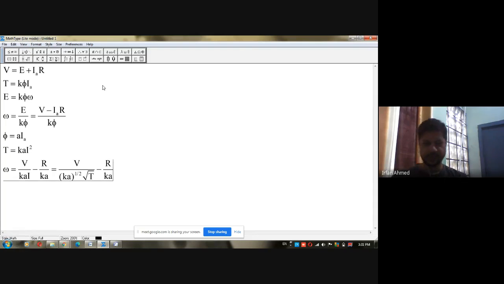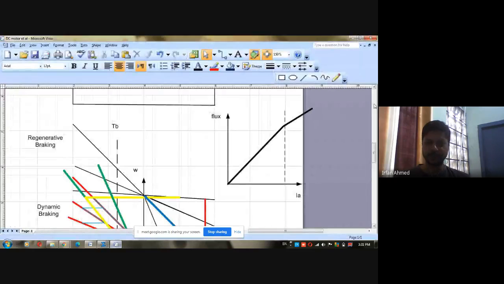Or this can be written as some constant capital A, and what is the value of capital A? It is V divided by under root of Ka. That is capital A divided by under root of torque, minus some constant capital B, where B is R upon Ka. Correct? So that is the equation defining the speed and torque. So the question is, how will be the speed torque characteristic now?